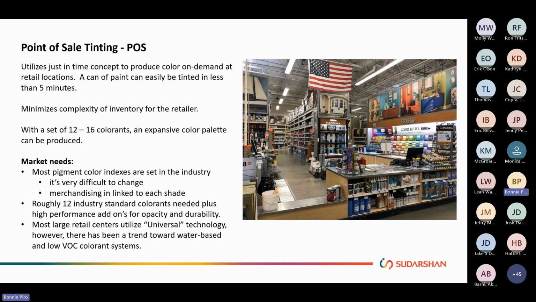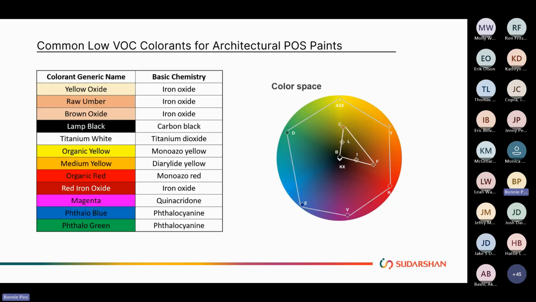Although in today's world, some of the outside pressures lead us to take a look at some of those changes and how to do that. Working with a pigment manufacturer can be helpful for those. As I mentioned, about 12 or so typical color standards are used in there. Just to get a feel of what those standard colorants are, here are the types of chemistries that are found in these point of sale systems.